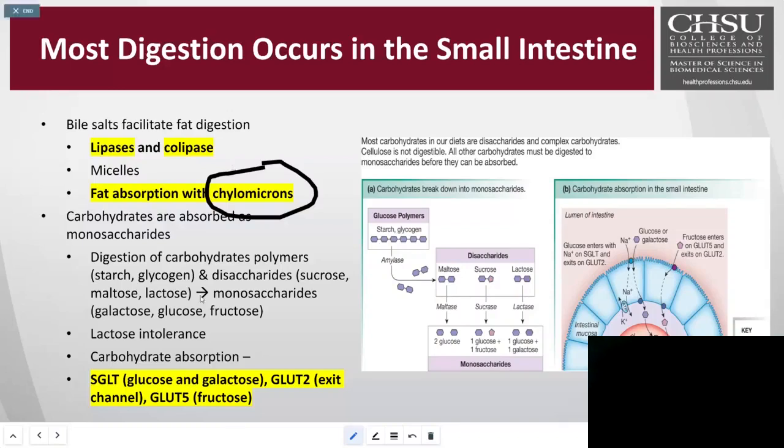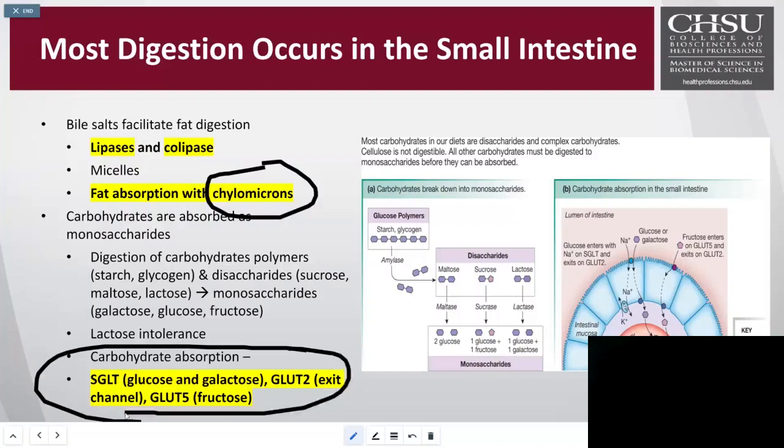Over here on the bottom, I highlighted three specific doors, or three specific transporters. I think these are pretty important. This will overlap with physiology as well as with medical school. The SGLT. SGLT stands for sodium glucose transporters. Their job is to move glucose and galactose into the cell. Just remember, glucose and galactose, milk sugar and normal glucose, go together.